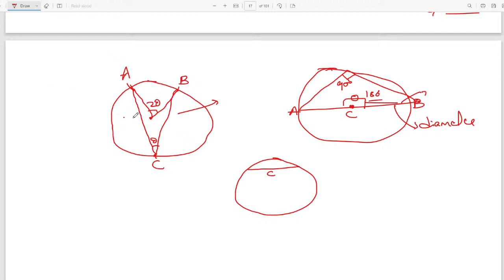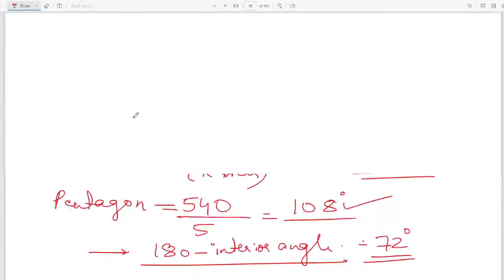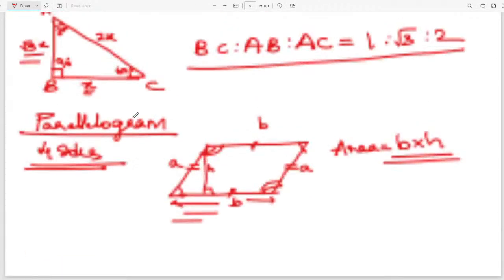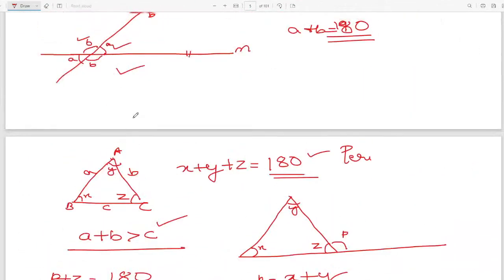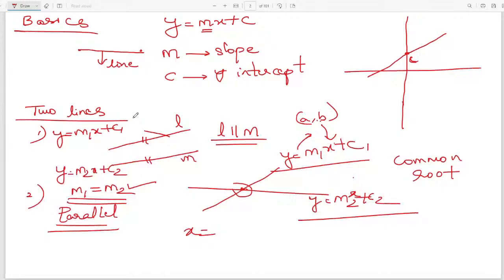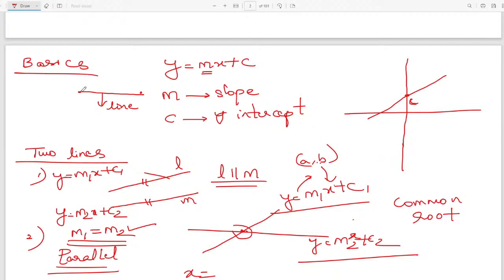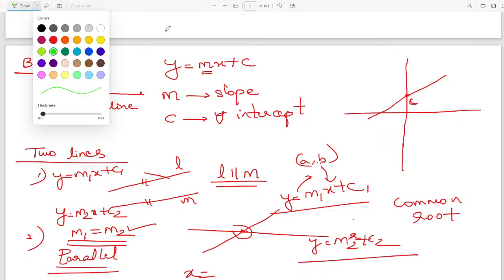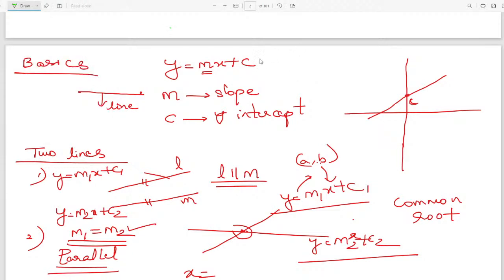So I'll just give a recap of the things that we have covered from the starting. If 2 points are joined, we have a line, and the equation of a line is given by y is equal to mx plus c, where m is the slope of the line and c is the intercept.